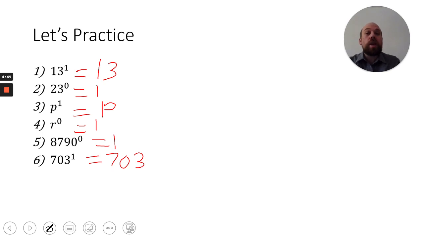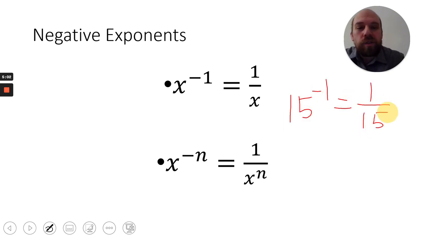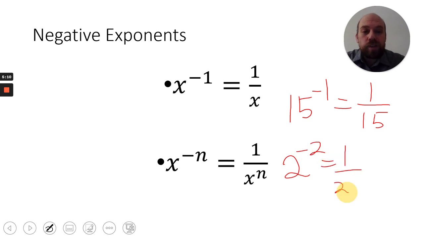Let's go on to what happens if the power is negative. X to the negative first power is 1 over x. So if we had 15 to the negative 1, that would be 1 over 15. Let's say we had negative n power. So if we had 2 to the negative 2 power, that would be 1 over 2 to the second, or 1 over 4.